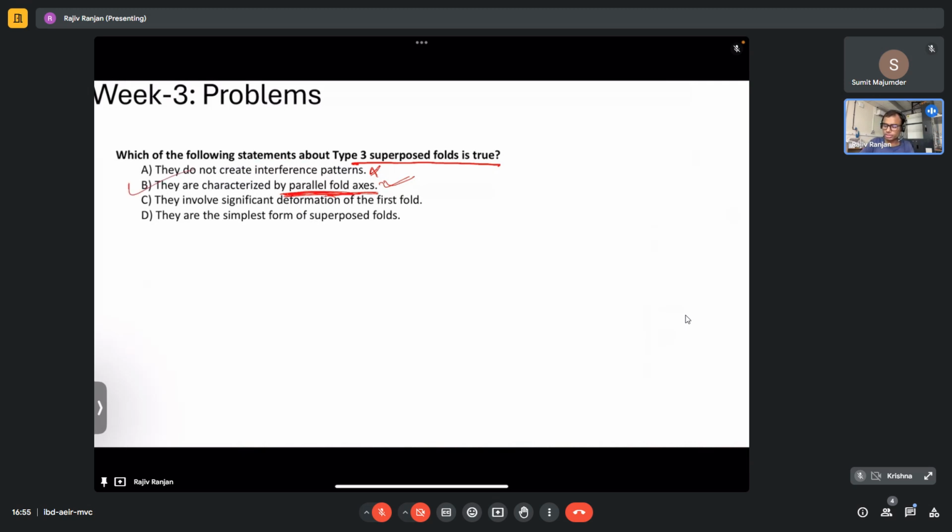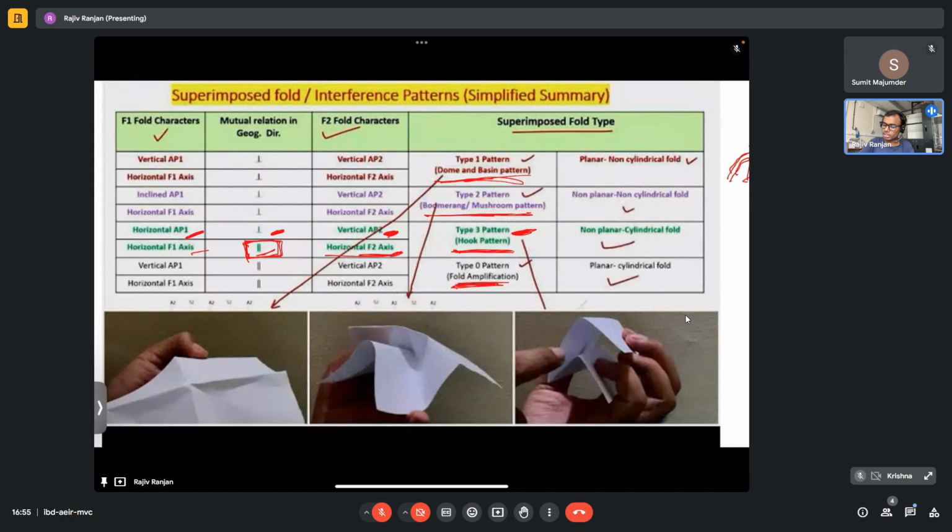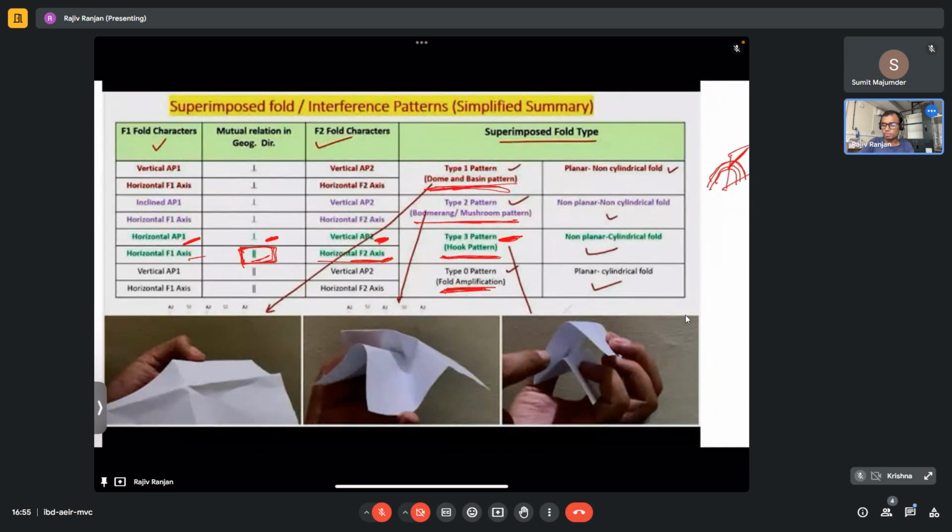They involve significant deformation first? No. They are the simplest? No. Simplest is type 0. And remember this, these are very important. Dome and basin is the first type, mushroom shaped or boomerang shape is type 2, type 3 is called hook pattern, and type 0 is called fold amplification. Very simple. So this is type 1, type 2, and type 3.